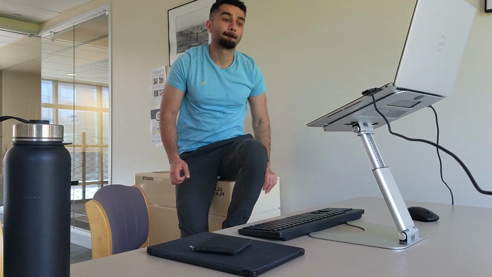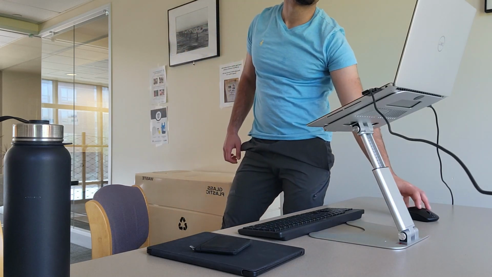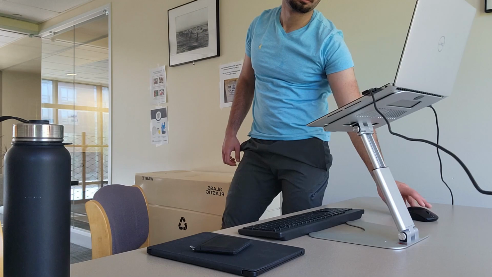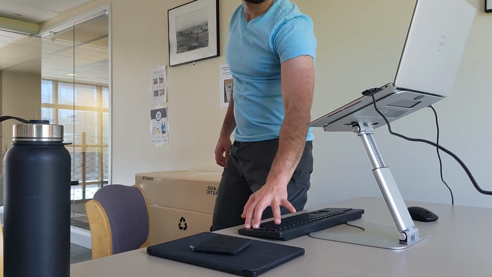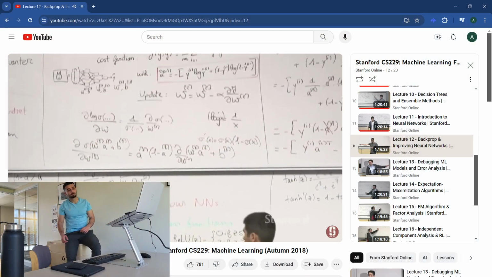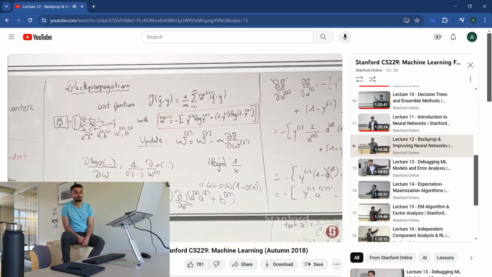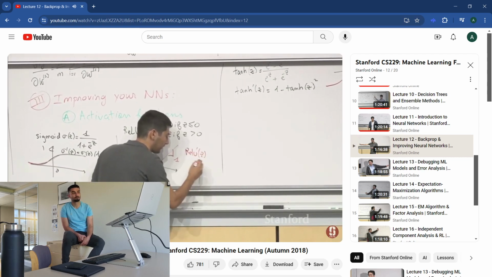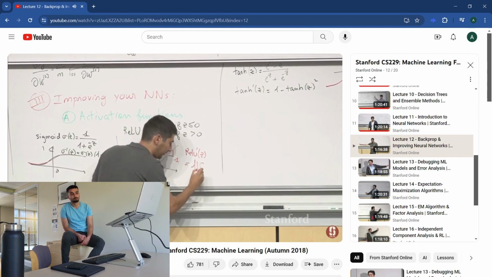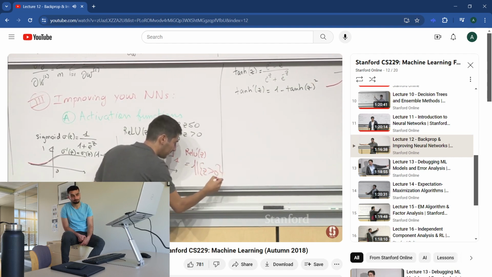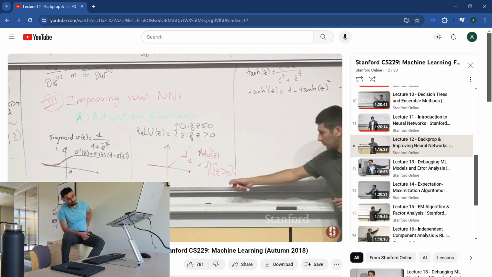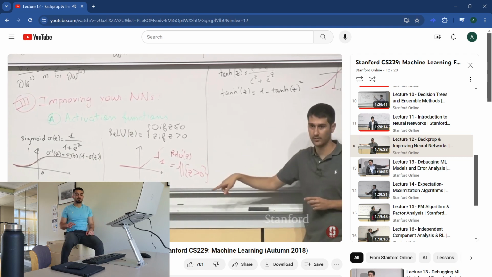So you know this term that I have here, A3 times (1 minus A3) or A2 times (1 minus A2). If we use ReLU activations, we would change these with what? With the derivative of ReLU. And the derivative of ReLU can be written as the indicator function of Z being positive. You've seen indicator functions? So this is equal to 1 if Z is positive, 0 otherwise.